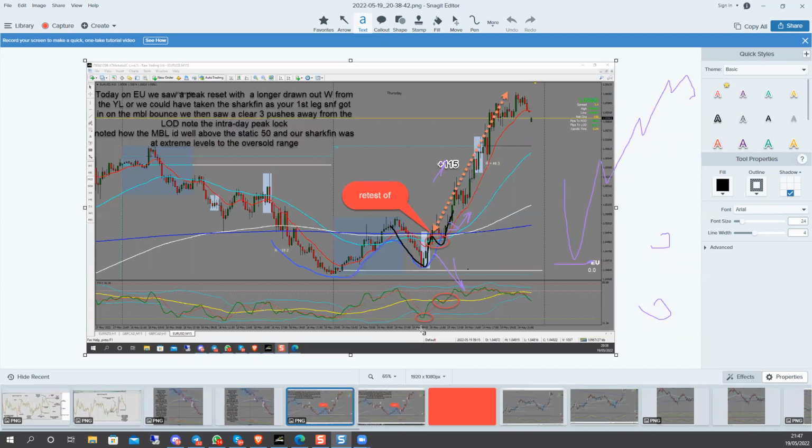Let me see this one. So here we had a shark fin at extreme levels, and then we had a market baseline bounce here, and we were above the 50 level, and the market baseline started to be flat. So that is okay for going long, and we respected this order block and continued up. So yes, and then we saw a nice intraday pattern to the upside. Let me just undo these drawings.